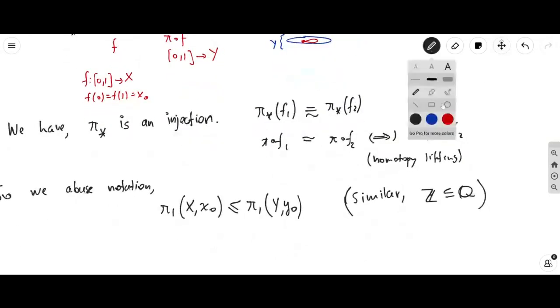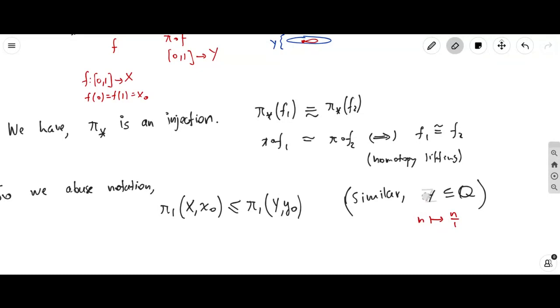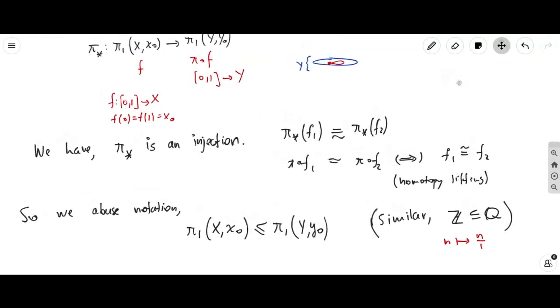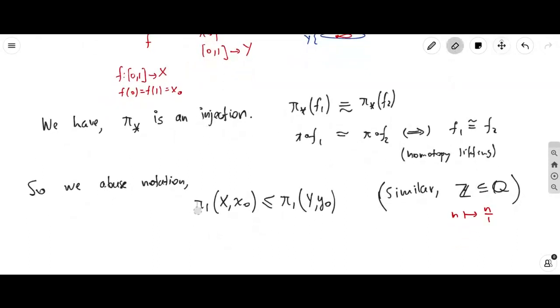But what we mean is that every integer n can be mapped to a rational number n divided by 1. And this assignment, it's an injection. So that's really what we mean. So we just abuse notation, and we say Z is a subset of Q because there's no ambiguity. When you write two distinct integers, they are distinct rational numbers. So there's no ambiguity when you write them. So in a very similar way, we would say that this is a subgroup of that, even though it's not really a subgroup, but this is just convenient to write.